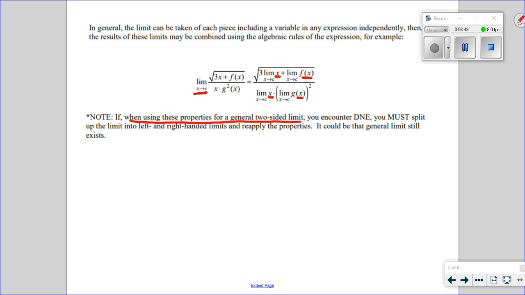Okay? So if you ever find that the two-sided limit does not exist, initially, evaluate your one-sided limits, because you might find that your one-sided limits are the same. And if they are, that means the two-sided limit does in fact exist and would equal that value.